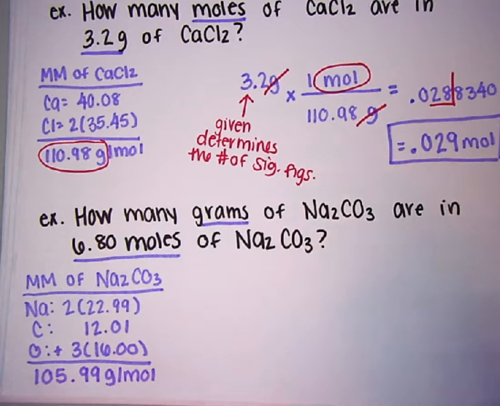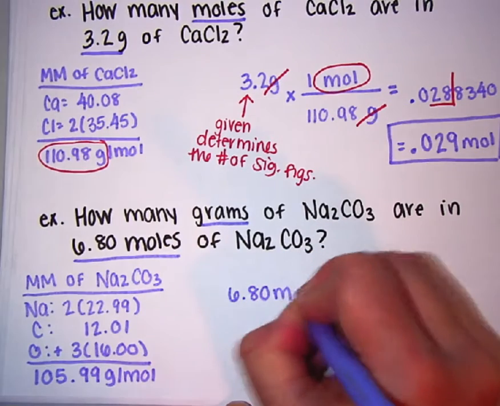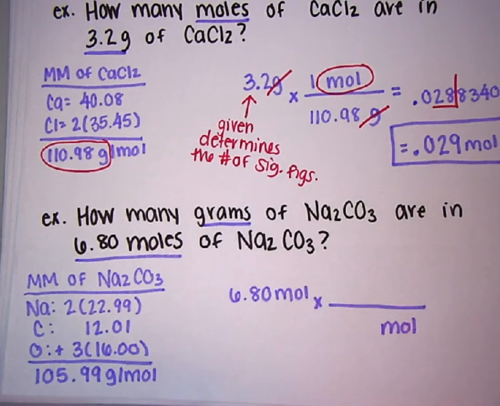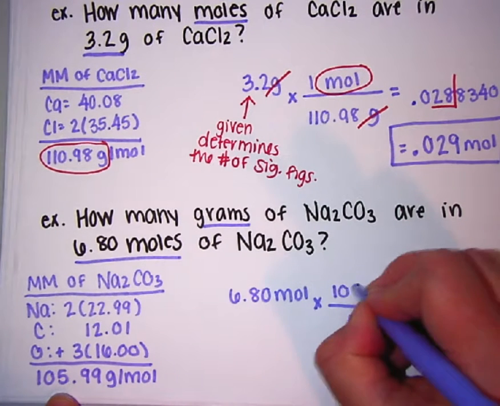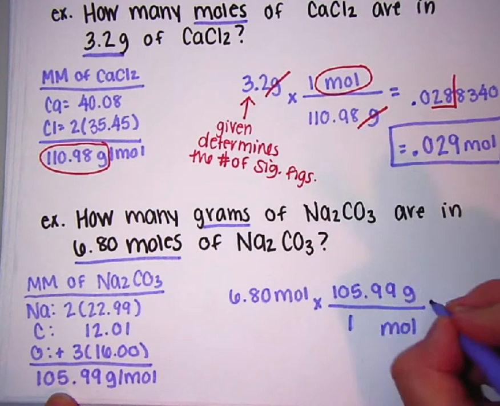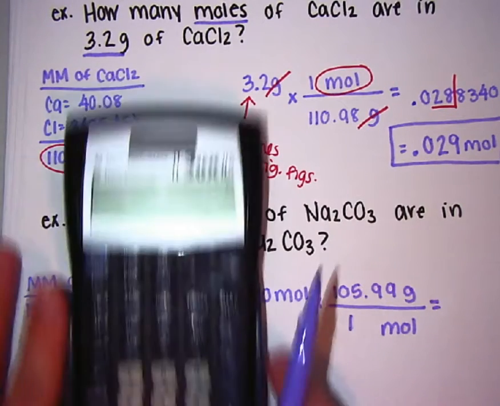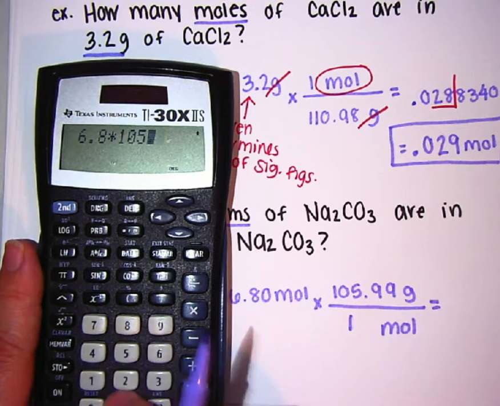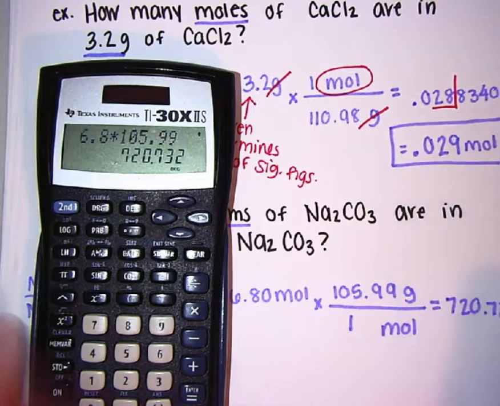So we always start with the given. Whatever value and units are given to us in the problem is what we start with. 6.80 moles. Next, we want to set it up so the units cancel. So if my given is moles, I know that moles have to go in the denominator. And per every 1 mole of sodium carbonate, I have 105.99 grams. So again, everything on the top we multiply across. 6.8 times 105.99 gives me 720.732.